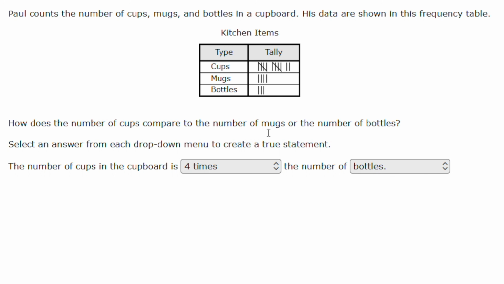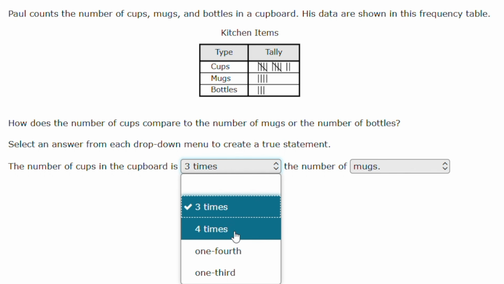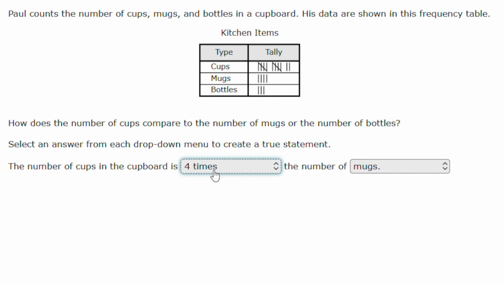But let's say I had a preference for mugs. How do we do that? Well, it's the same process, all right? So we have 12 cups and we have 4 mugs. So how do we go from 4 to 12? We multiply by 3, all right? And so the number of cups in the cupboard is 3 times the number of mugs. So for this question, you had 2 possible answers. If you chose mugs, this would be the answer, 3 times and mugs. But if you chose bottles, then the number of cups in the cupboard is 4 times the number of bottles.